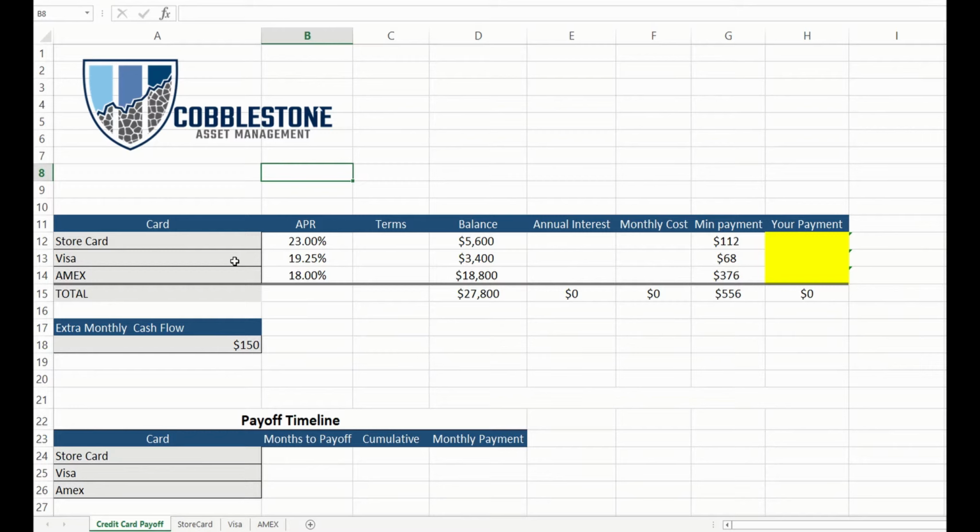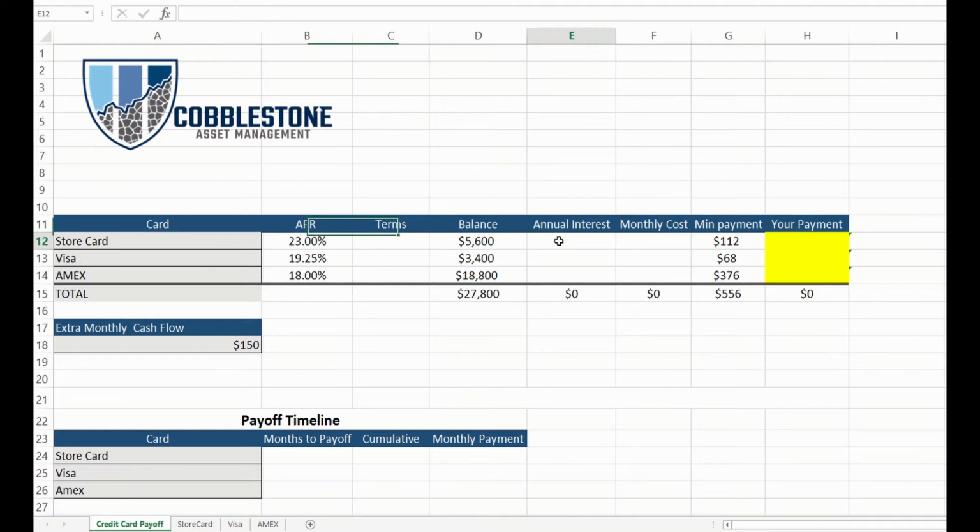Then we have a Visa, 19.25% APR, $3,400 balance, and we have an American Express with 18% APR and $18,800 balance. We have sorted the cards from highest APR to lowest. APR stands for annual percentage rate, and this is the cost of borrowing money. So the higher the APR, the more expensive it is for you to borrow those dollars.